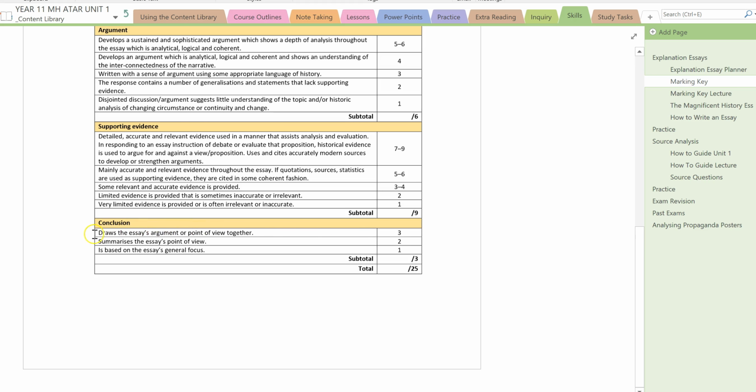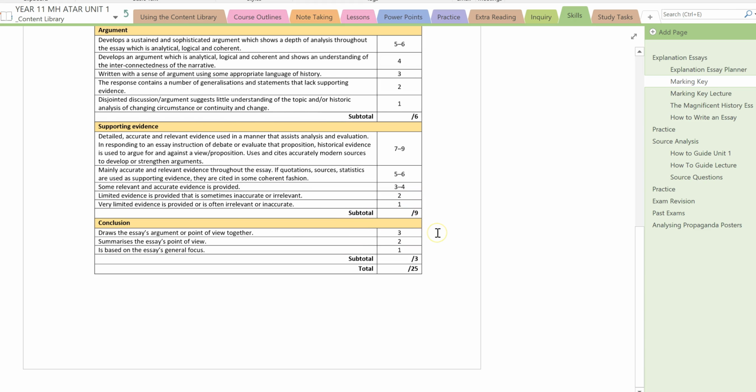But again, it's just kind of a powerful statement that drives your point home or allows for further thought on the issue. Most people just get 2 for this. It is a bit of a skill to work through because most of you are pretty good with summarising the essay's point of view. So if you're not too sure what that might look like, again, just give it a go and I will give you feedback on it because it will depend on what your topic is.